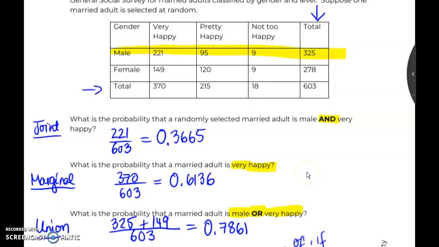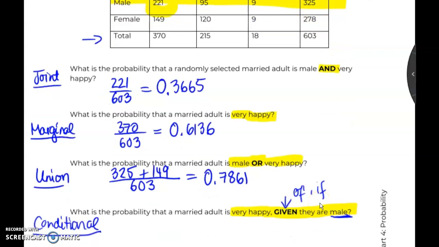So that means out of our 325 males, 221 are very happy. Again, "given" means we're going to just restrict our people to the males only. We already know the person is male, and therefore we're just going to find the very happy males and divide them by the males altogether. So that gives us 221 out of the 325. And when we simplify, that is 0.68.